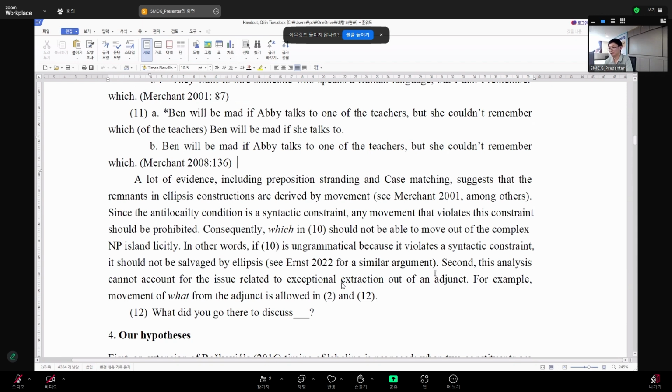The second problem is that this analysis cannot account for the issues related to exceptional extraction out of adjuncts. For example, who did you go there to discuss?